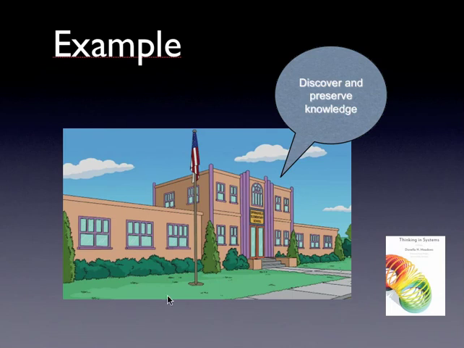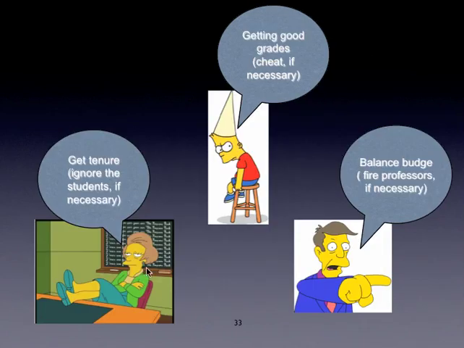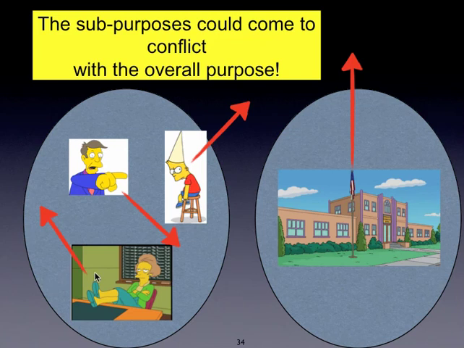She gave an example of a university. The university's purpose could be to discover and preserve knowledge, but the purpose of the professors could be other, for example, get tenure, ignore the students if necessary. The students can have other goals as well, for example, getting grades, cheat if necessary. And the managers could be focused only on cutting costs. Of course, the sum of these three vectors will never get the results that the university wants.